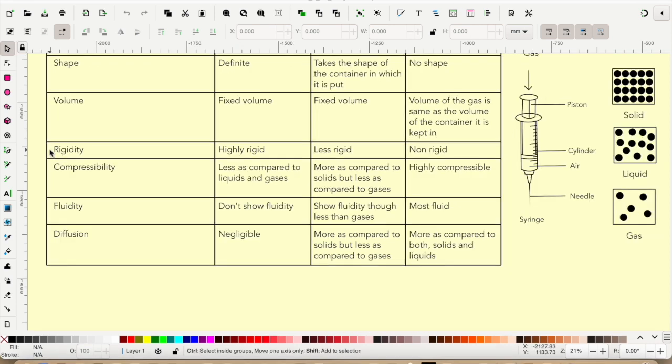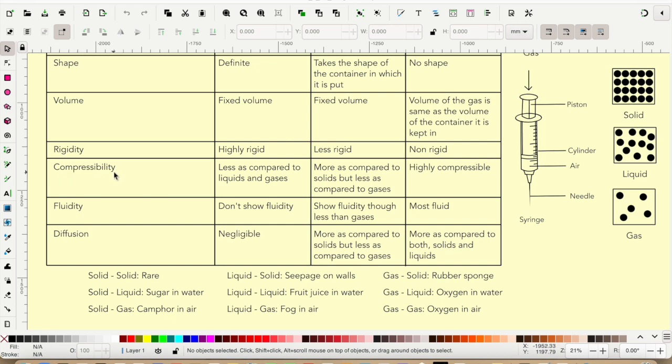Next property is rigidity. Let us understand its meaning first. In physics, rigid body means a solid object which cannot be deformed no matter how much force is applied on it. It may break, but it will not change its shape. Solids are most rigid and gases are non-rigid.